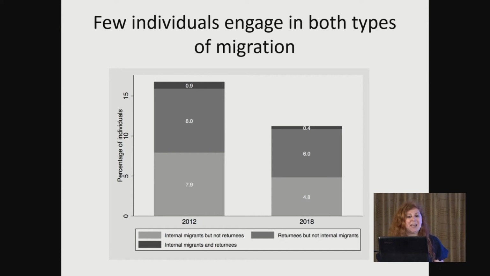And what we can see is that actually very few individuals engage in both types of migrations. We have only 0.9% and 26.4% of individuals that both had an international migration experience and an internal migration experience in 2012 and 2018. So we can see that if we try to match international and internal migration, we tend to have quite different populations.